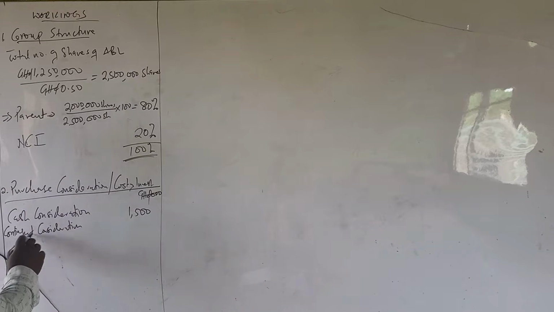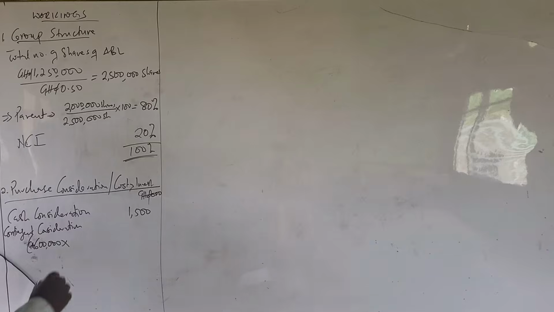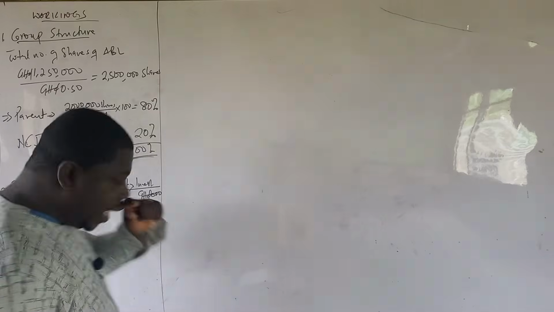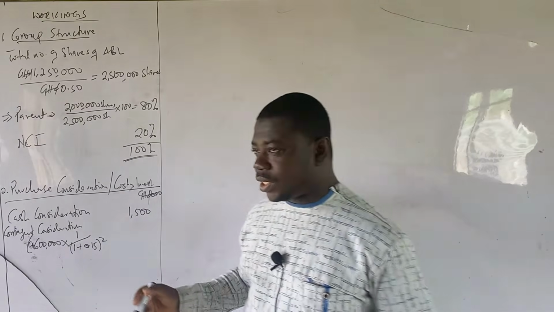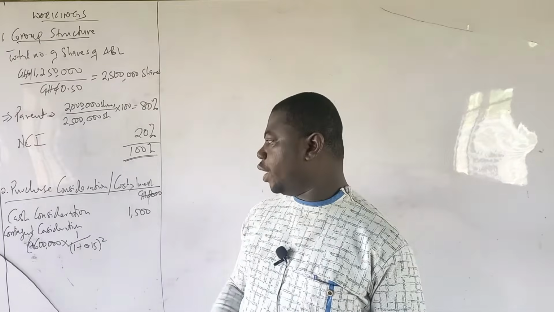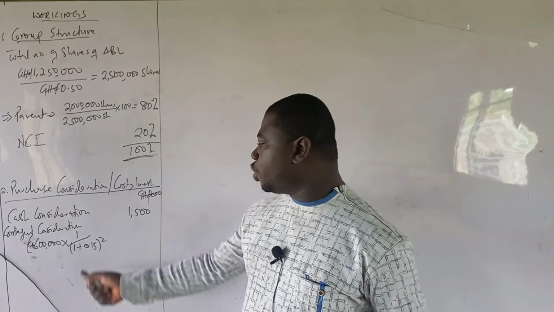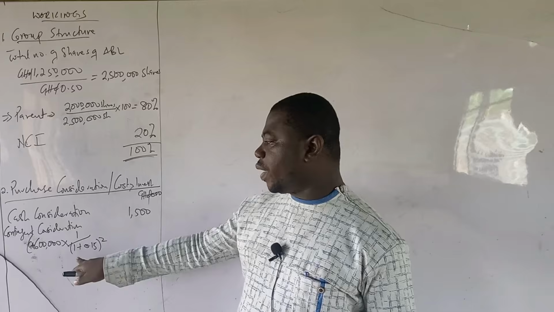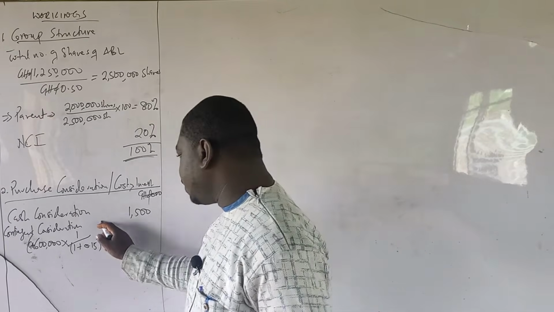And the contingent consideration is going to be discounted, so we find the discounting factor. It's going to be 600,000 that we are supposed to pay times the discounting factor, 1 over 1 plus the cost of capital of the company, which is 15%, or 0.15, raised to the power 2, because it's going to be 2 years. You can find this from your present value table and put the figure there straight away. From the present value table, it's going to be 0.756. So you multiply 0.756 by the 600,000.